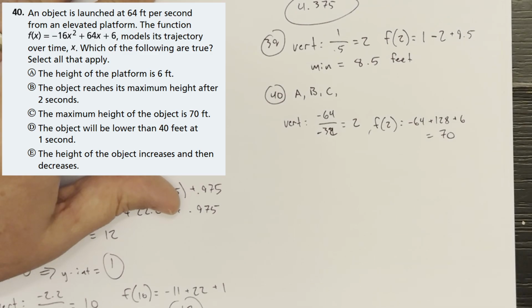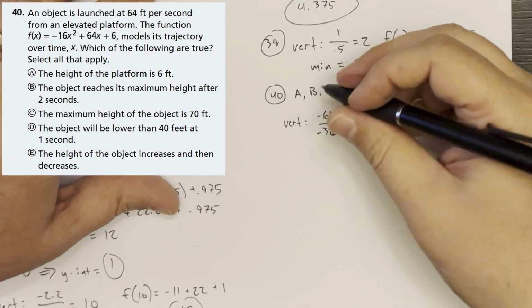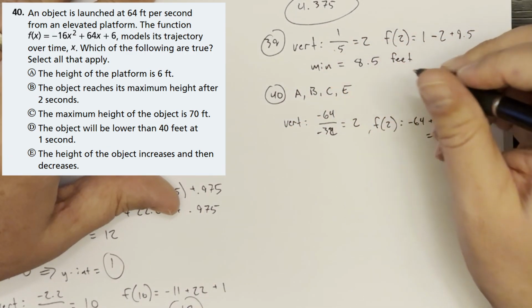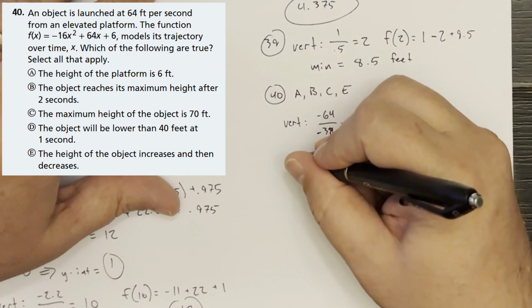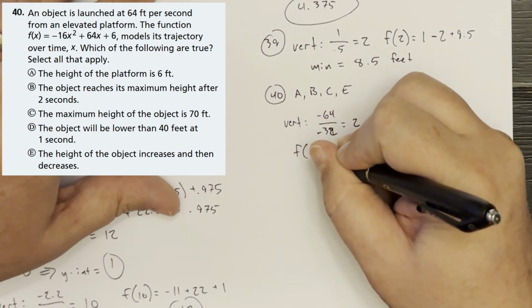The height of the object increases and then decreases, E. That one's actually easier. It's a ball thrown in the air, so yes, that's correct. It goes up to its maximum height of 70 feet and then falls back down toward the ground.